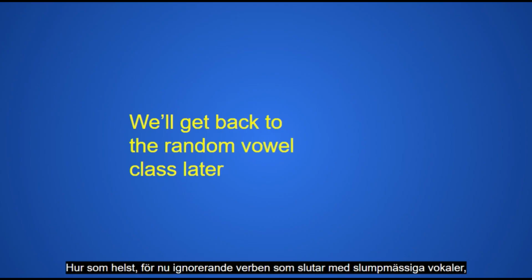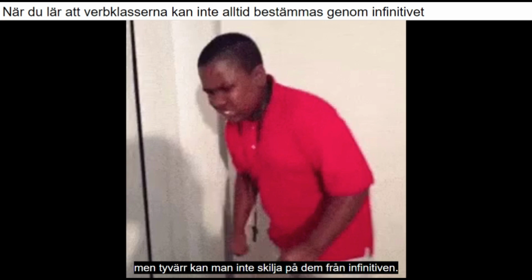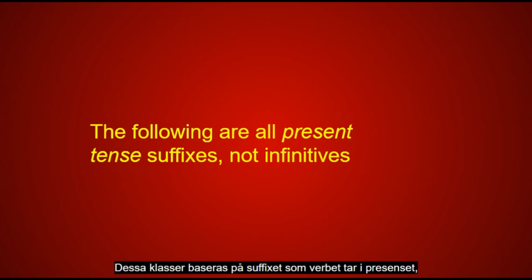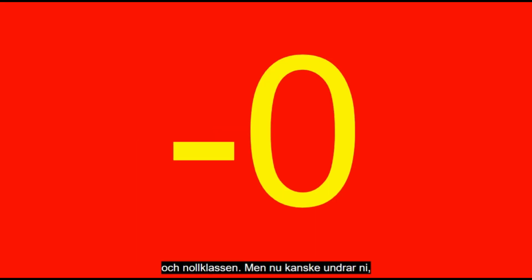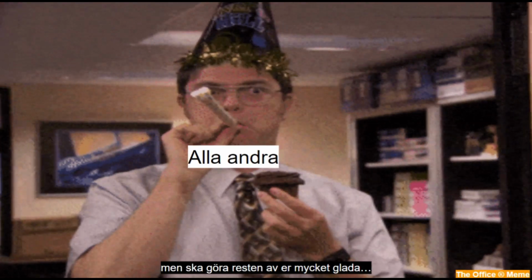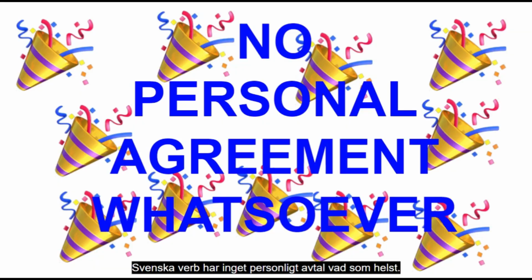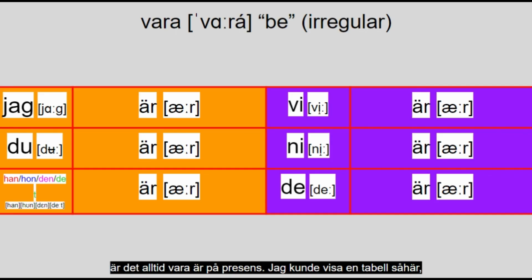Anyway, for now, ignoring the verbs that end with random vowels, the infinitives that end with a can be divided into 3 verb classes, but unfortunately you can't tell them apart based on the infinitive. These classes are based on the suffix the verb takes in the present tense, those being the ar class, the er class, and the zero class. But now you may be wondering, which person are these suffixes for? Well, I have some news that will disappoint some of y'all, but will make the rest of y'all very happy. Swedish verbs have no personal agreement whatsoever. Even on common verbs like vara, meaning be, it's always just är in the present.